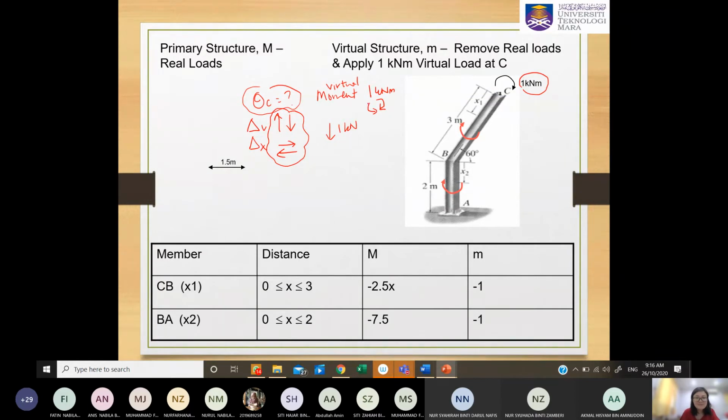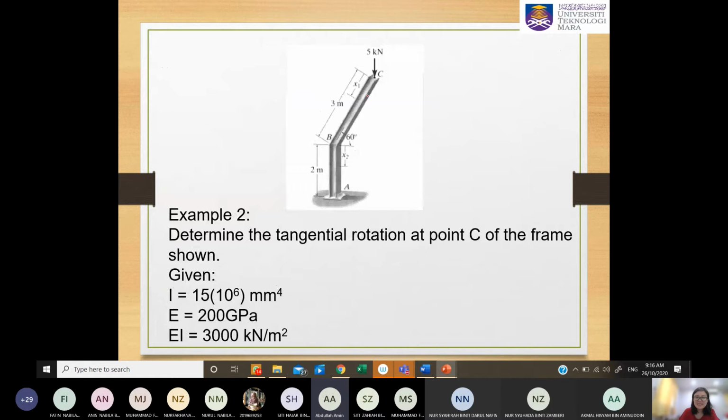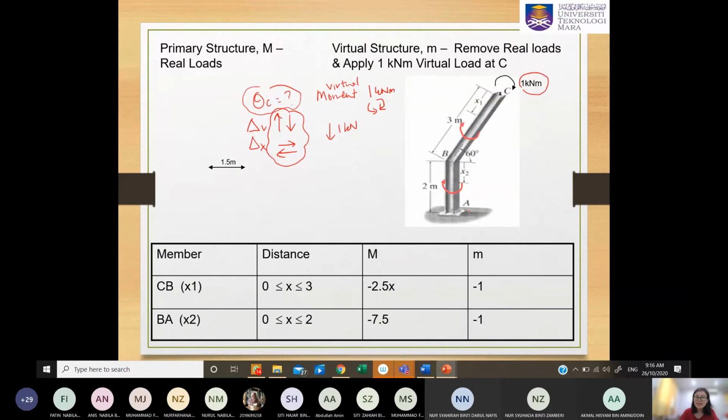Are you okay now? Yes. Okay. So if you can see that now we are not determining the vertical or horizontal displacement, but rotation. So when you see rotation, we need to apply moment, a virtual moment. Where? At point C. But now you might ask, I shall put the clockwise or counterclockwise. It's up to you. It's your assumption. Your answer will let you know whether your assumption is correct or not.